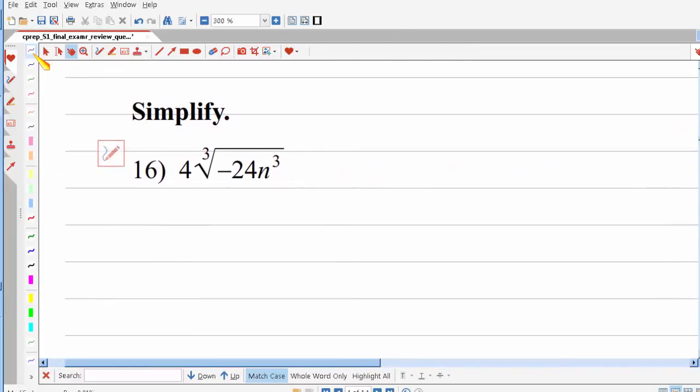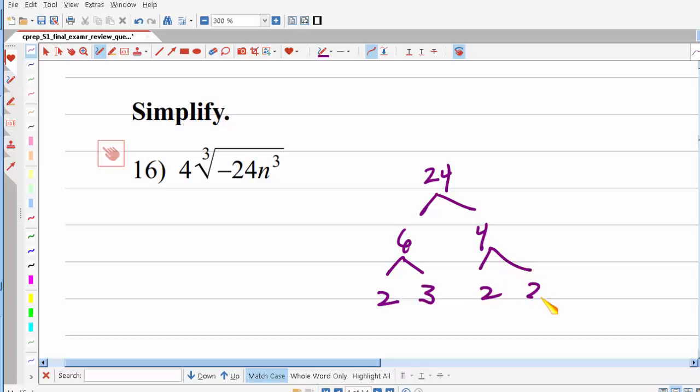Simplify. Okay, so remember you want to do a factor tree of any number. So 24 is 6 times 4. 6 is 2 times 3, and 4 is 2 times 2. So I'm looking at the third power.